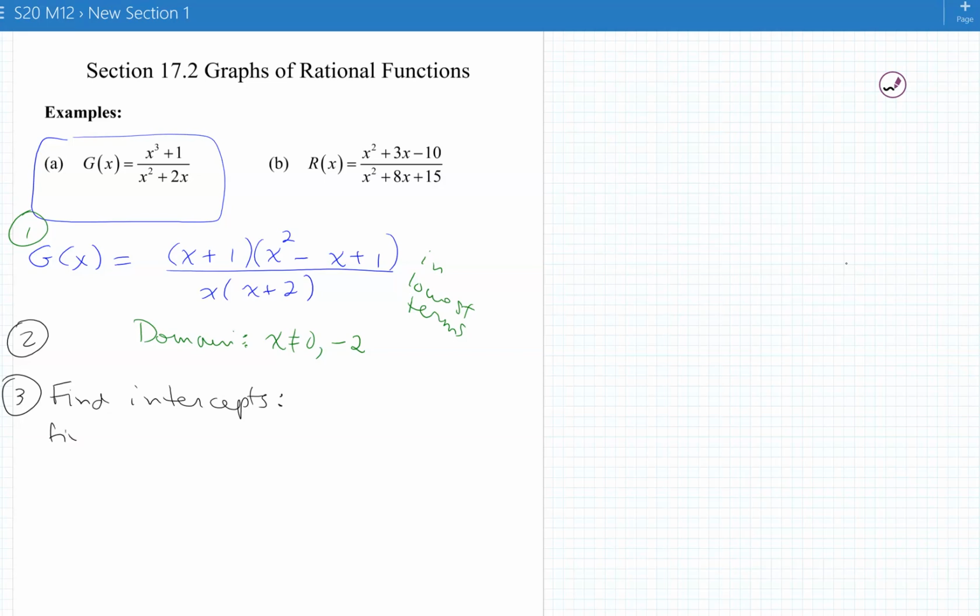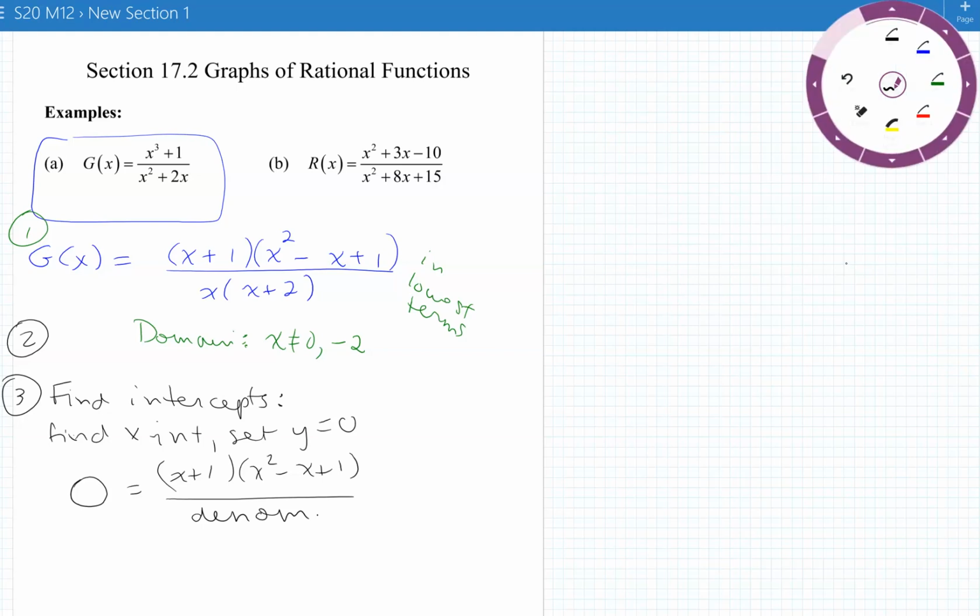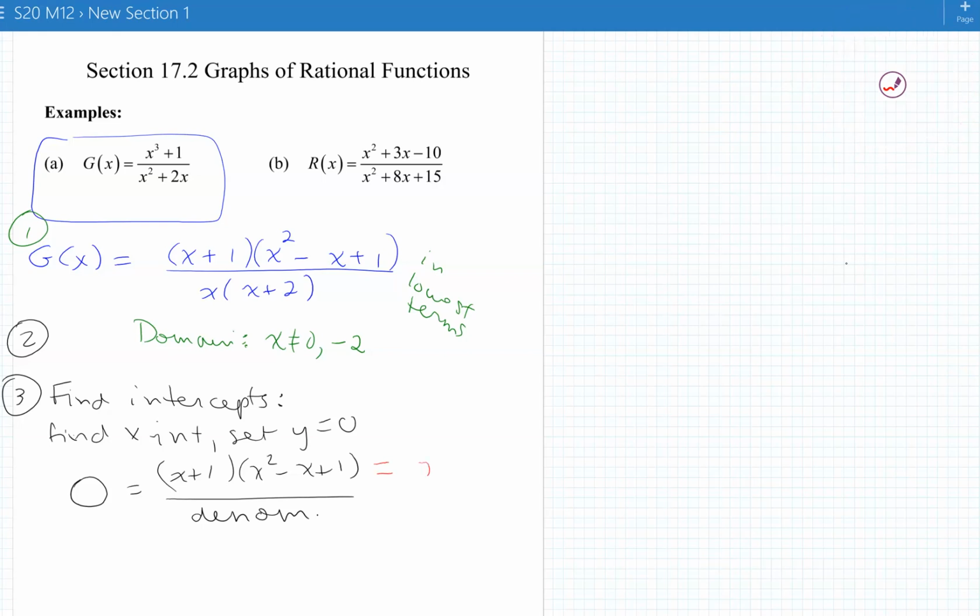So to find x-intercepts, you set y equals 0. So you say, when is this equal to 0? And it really doesn't matter what the denominator is. The denominator is never going to make the value of a fraction 0. In fact, you can multiply both sides by the denominator. So really the only thing you have to look at is when is the numerator 0.